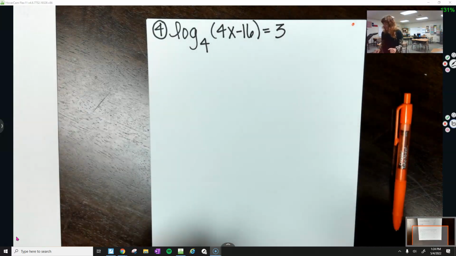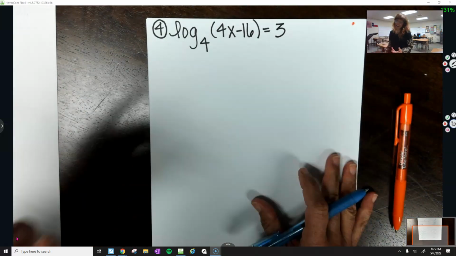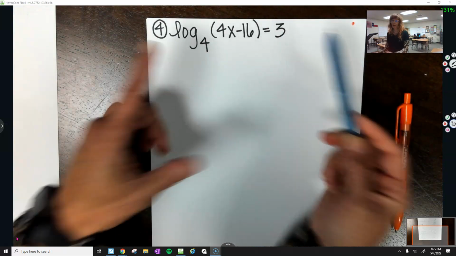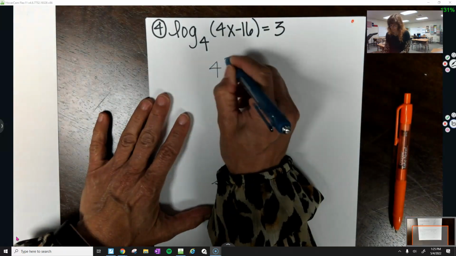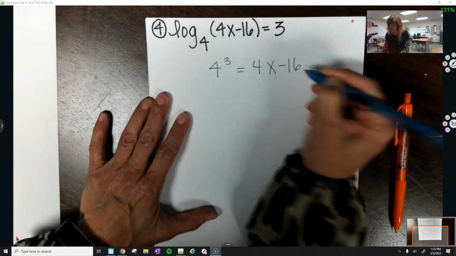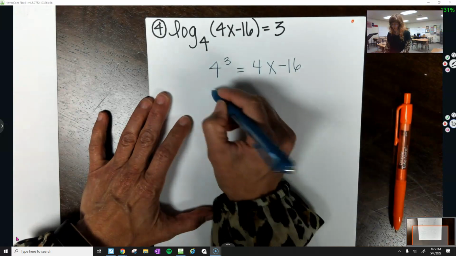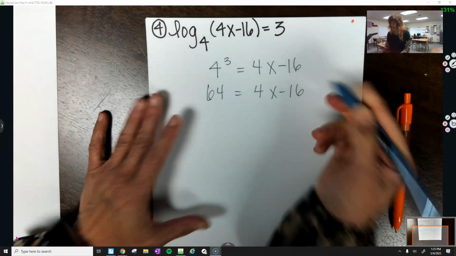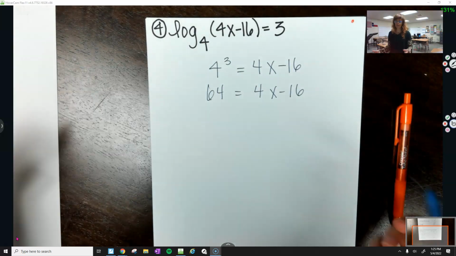All right, back from that silly joke, and I think I told it wrong, but I don't care. So this is going to be 4 to the 3rd power. Remember, it equals an exponent. So 4 to the 3rd power equals 4x minus 6. 4 to the 3rd power is 64. So guys, this also turns into a junior high level problem. Just solve for x.